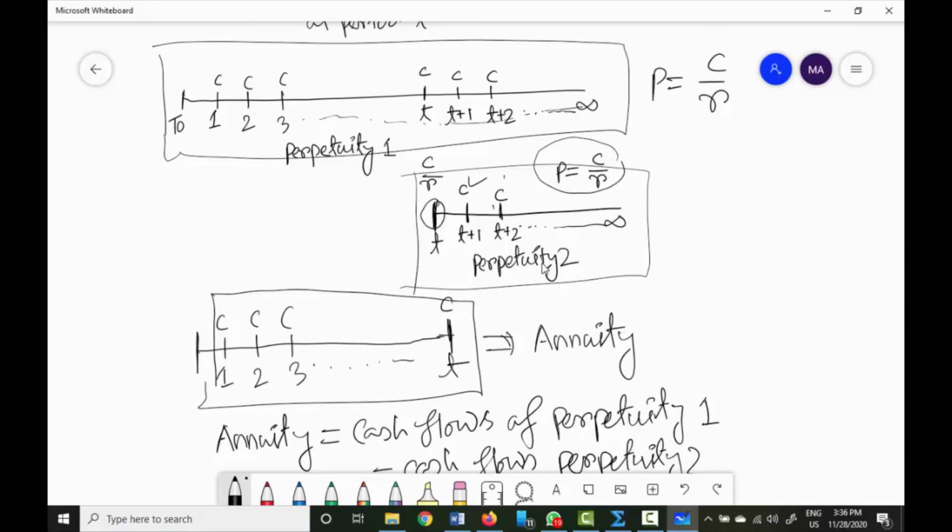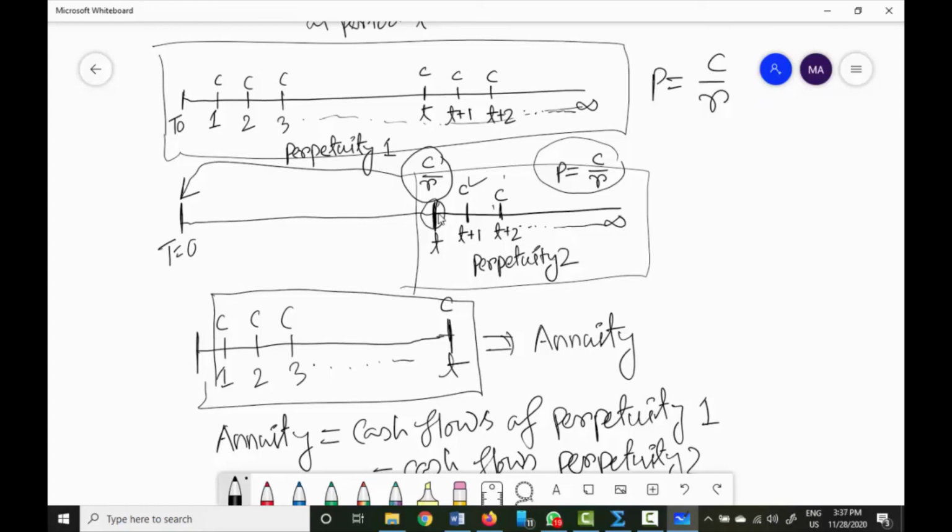Right. So obviously the perpetuity present value formula is C divided by R, but this C by R present value of perpetuity 2 you will receive at T period, not at period 0. So that means you need to get this value at period 0. You need to move this cash flow back to period 0.